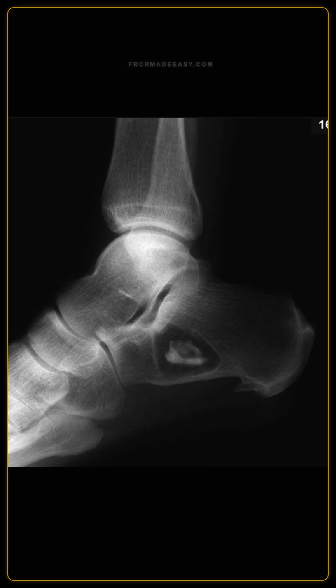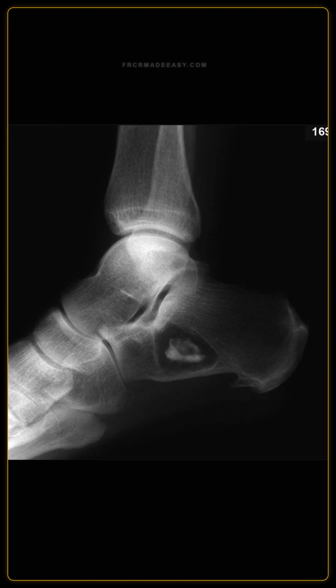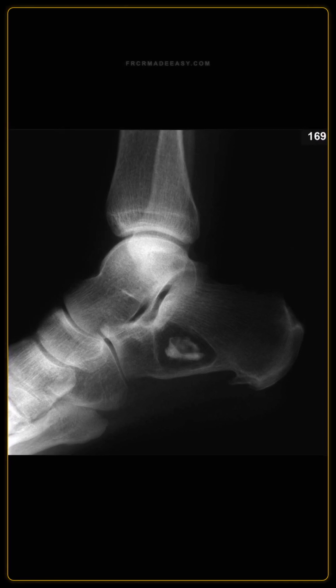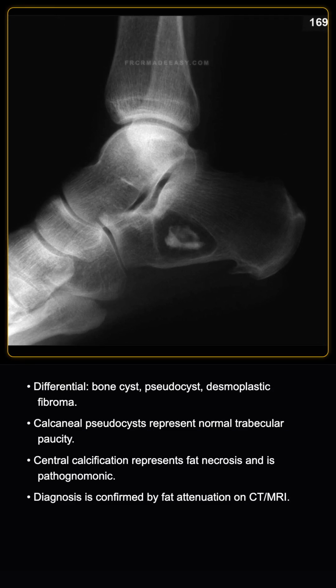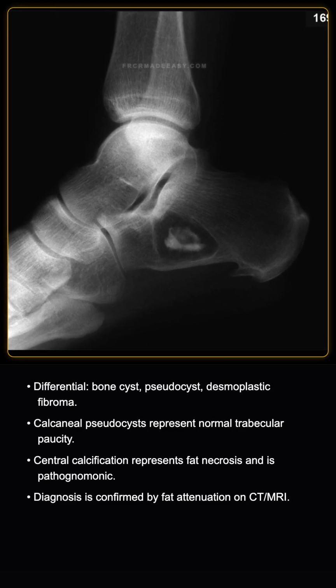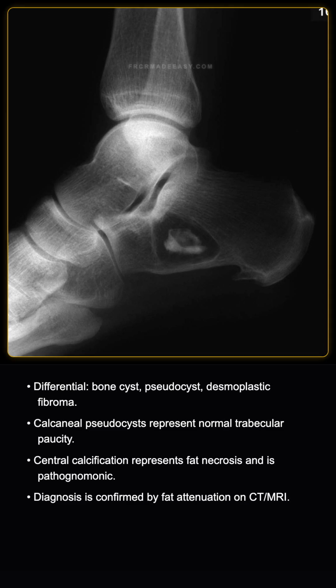What is the differential diagnosis for a well-defined lucent calcaneal lesion, and what are the classic imaging features of this pathology? Okay. The differential diagnosis for a well-defined calcaneal lucency includes a unicameral bone cyst, post-traumatic pseudocyst, giant cell tumor, desmoplastic fibroma, and aneurysmal bone cyst.